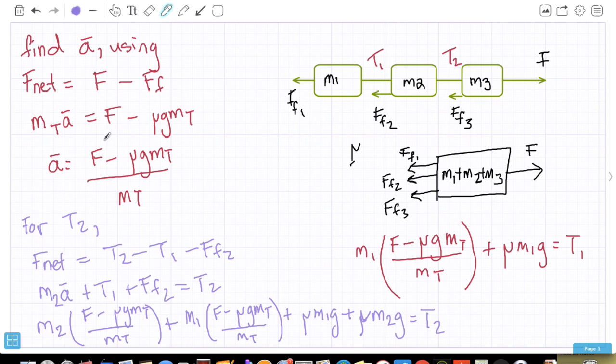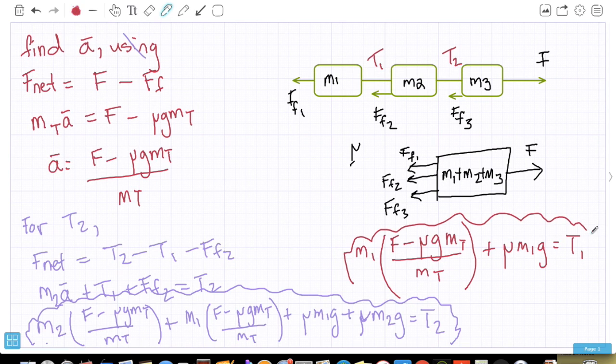So that's a big one. So this is our answer right here for T2. And this is our answer for T1. And this is our answer for A.